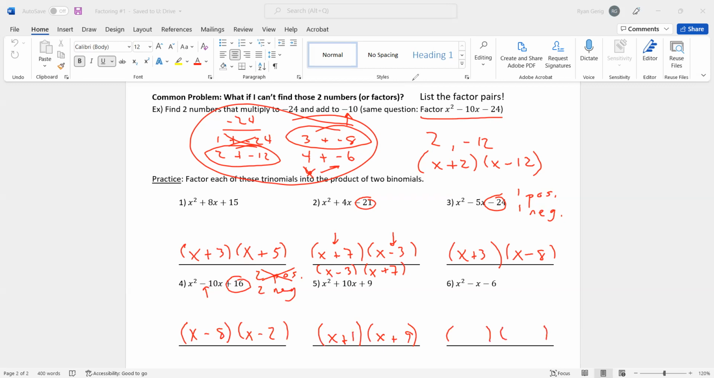Last one, two numbers that multiply to -6 and add to -1. I will see -6 and 1 as an answer. I will see 2 and I will see just some interesting answers here. Make sure they multiply to -6 and add to -1. That would be -3 and +2. -3 times 2 is -6. -3 plus 2 is -1.